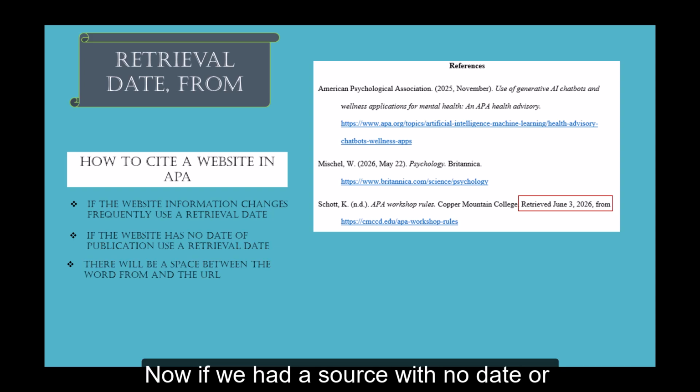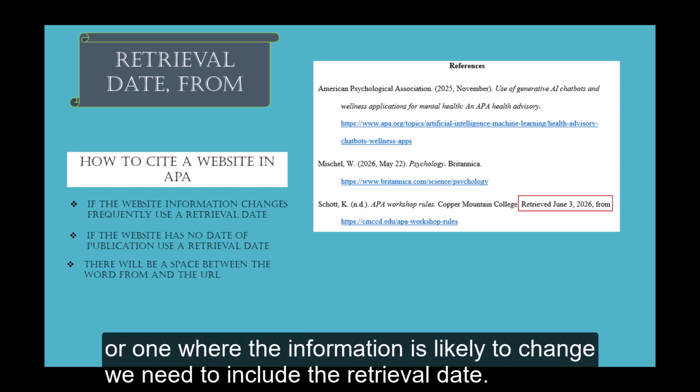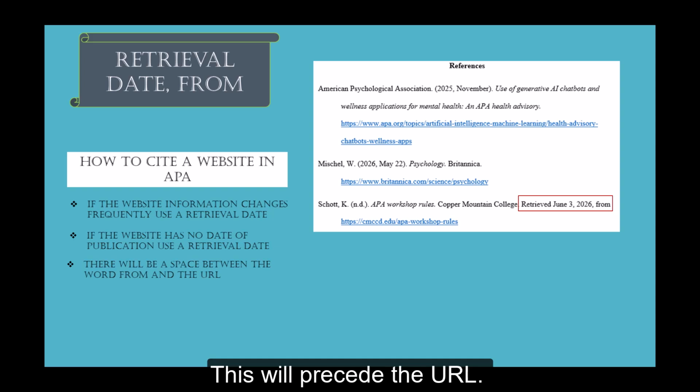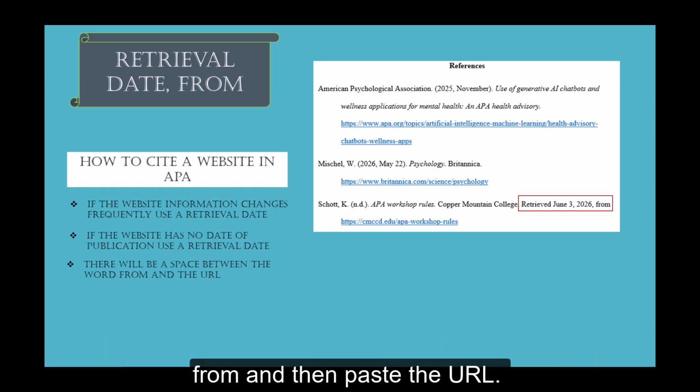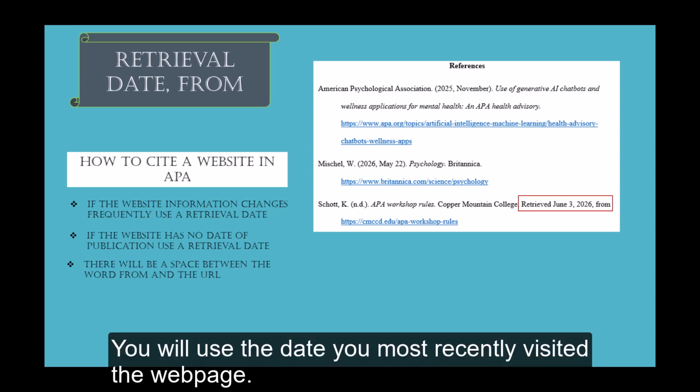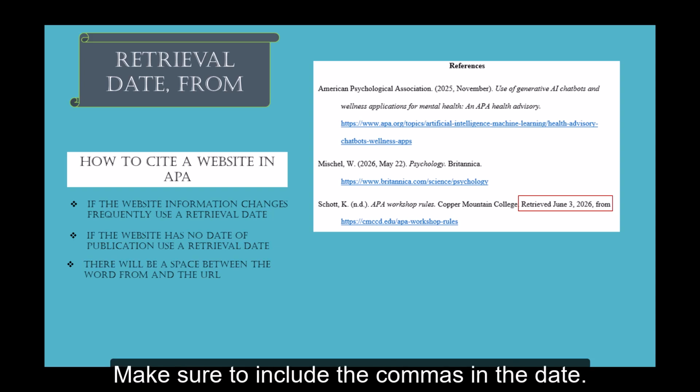Now, if we had a source with no date or one where the information is likely to change, we need to include the retrieval date. This will precede the URL. In the third citation, you will see retrieved June 3rd, 2026 from, and then paste the URL. You will use the date you most recently visited the web page. Make sure to include the commas in the date.